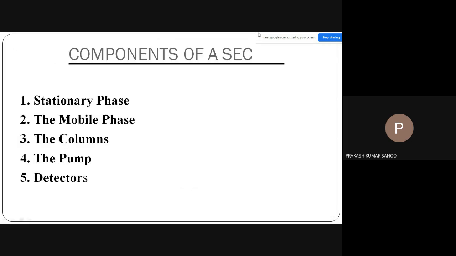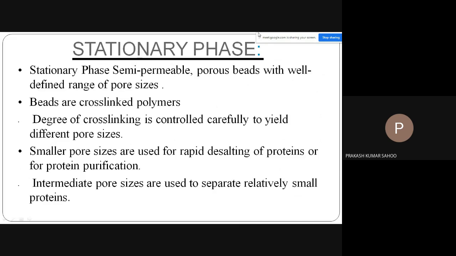What are the components of size exclusion chromatography? We have stationary phase, mobile phase, column, pump, and detector. So what is the stationary phase used? Stationary phases are generally semi-permeable, porous beads with a well-defined range of pore sizes. Beads are cross-linked polymers. The degree of cross-linking is controlled carefully to yield different pore sizes.